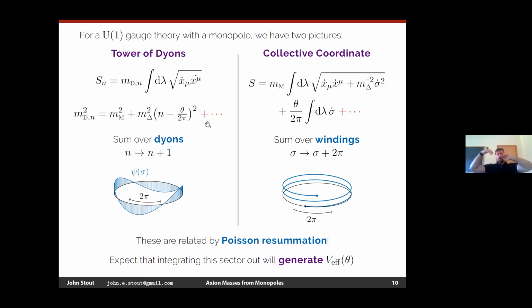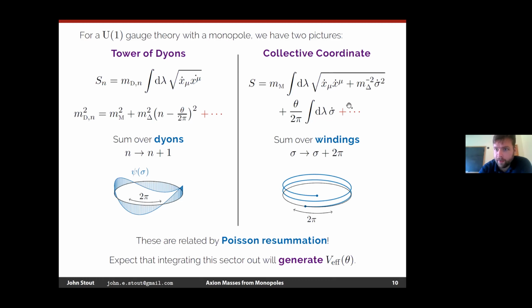And so what we have are 2 different descriptions of the same system. For U(1) gauge theory, I have either a tower of dyons whose masses are quadratically spaced, mass squared, and depend on theta. Or I can think about the theory as a magnetic monopole with an additional collective coordinate, which I've called sigma. And the only 2 quantities that this depends on are the magnetic monopole mass and the spacing between these monopoles.